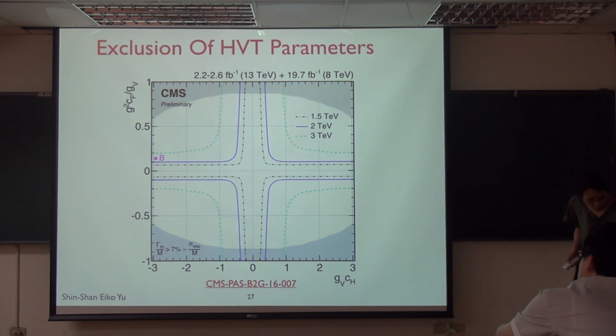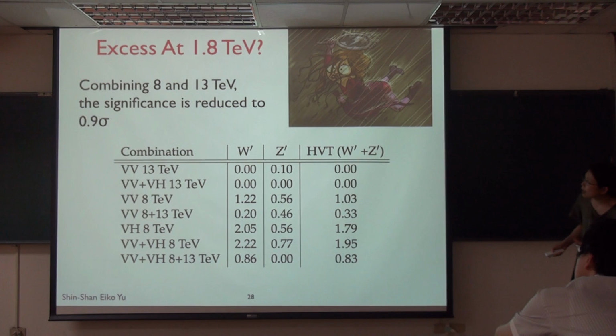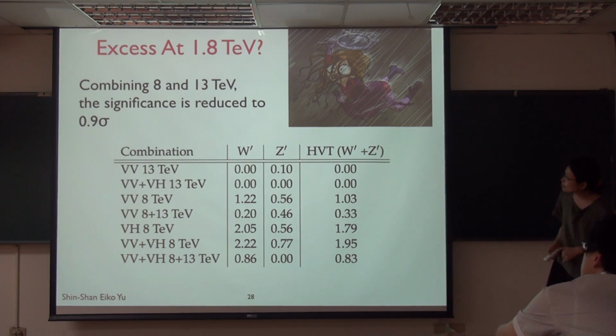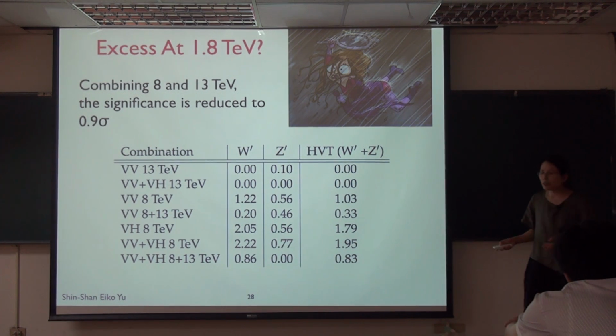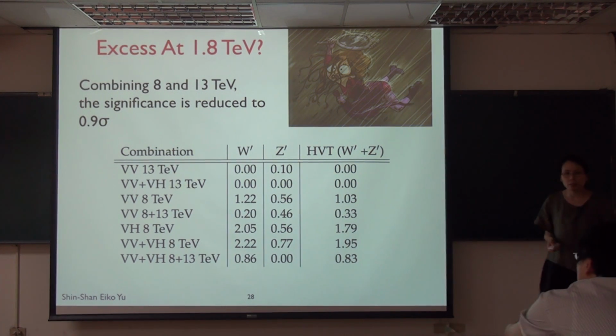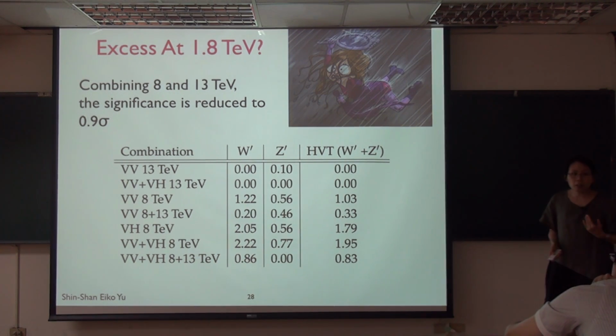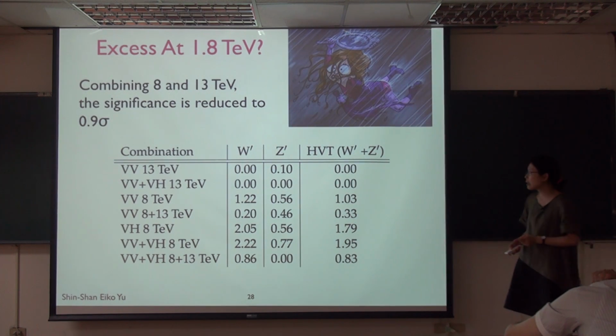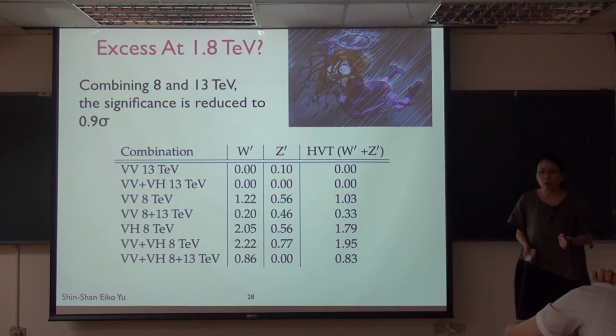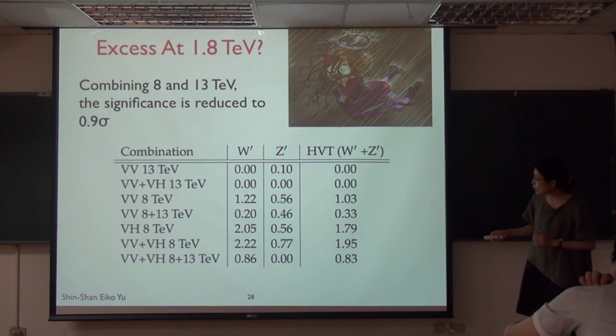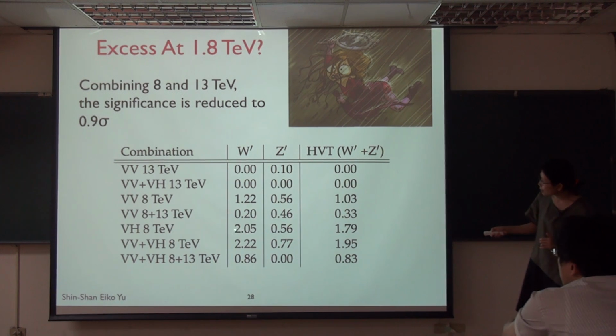Okay. All right. So maybe some of the theorists are wondering if the excess at 1.8 TeV still exists. Just to tell you more details, that excess at 8 TeV only came from the electron channel, and the muon channel didn't have any excess. So if you only see the electron channel, the excess was 2.9 sigma. But if you combine the electron and muon channels, the excess is reduced to 2 sigma. So it's basically this result.